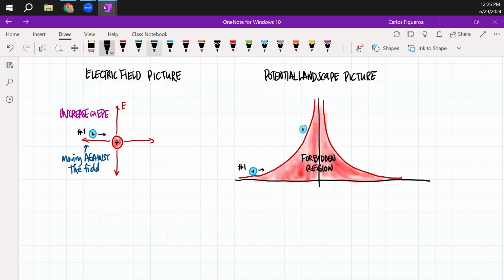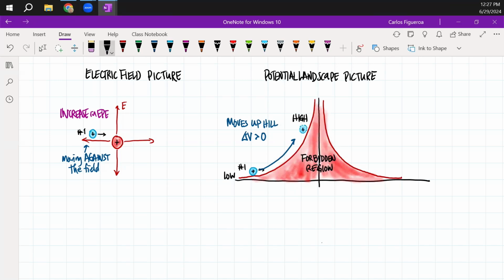In other words, as it moves uphill like this, the reason it increases electrical potential energy is because it moves uphill. And that tells us that the potential is positive. It's moving from a low potential to a high potential.